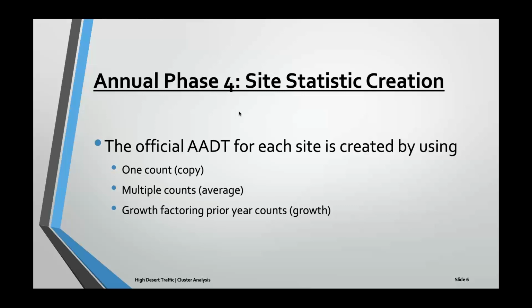match it with the correct factors, and out the other side comes an ADT representing the annual average daily traffic for that short-term count. It's an annualized version of that short-term count.